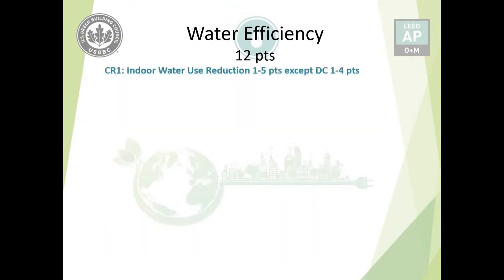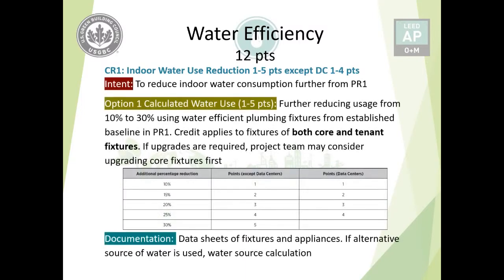Credit number one is indoor water use reduction, 1 to 5 points for all adaptations except for data center, which is 1 to 4 points, and the extra point will be recuperated in another credit. The purpose is the same, to reduce indoor water consumption further from prerequisite number one. So option number one, calculated water use, is to have more efficient plumbing fixtures, and it should show an improvement of 10 to 30% further from the baseline in prerequisite number one.